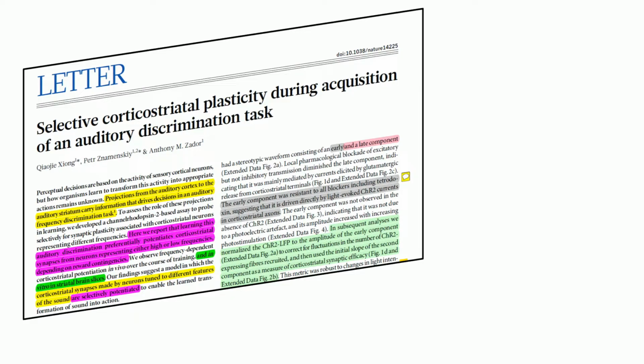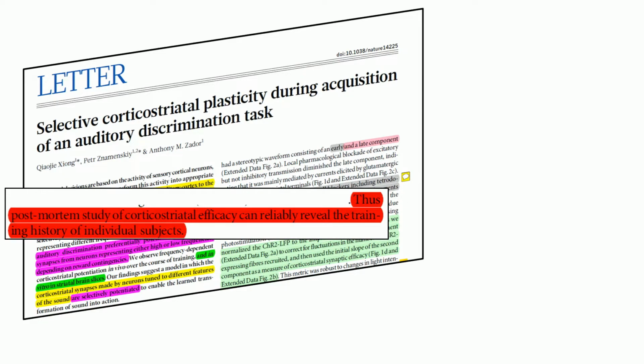These measurements were made after each rat was dead, by careful electrophysiological measurements of an acute slice of the rat's brain. Here's a selective quote from the paper. Thus, postmortem study of corticostriatal efficacy can reliably reveal the training history of individual subjects.